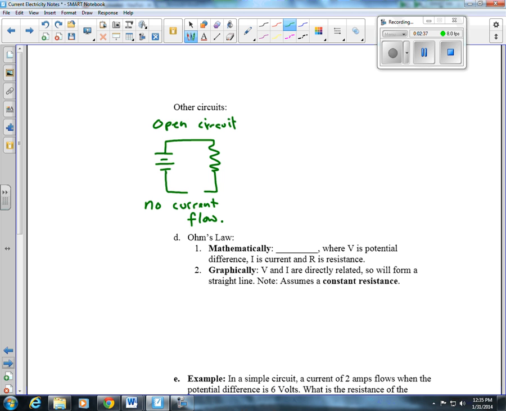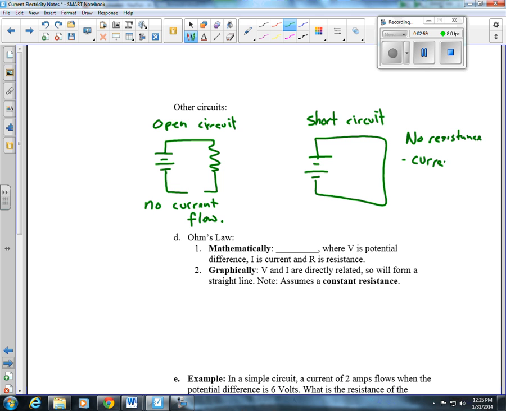Another one is a short circuit. The diagram for that might be this. It looks just like a regular circuit, except there is no resistance. If there's nothing to resist the current flow, the current will get huge. And that's bad because it can cause a fire.